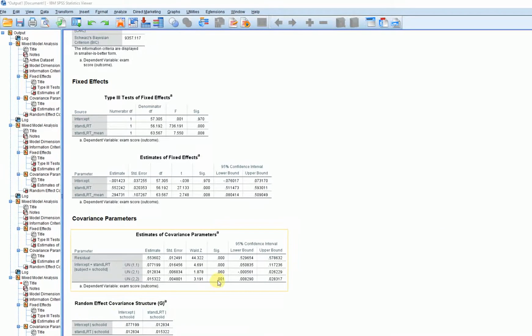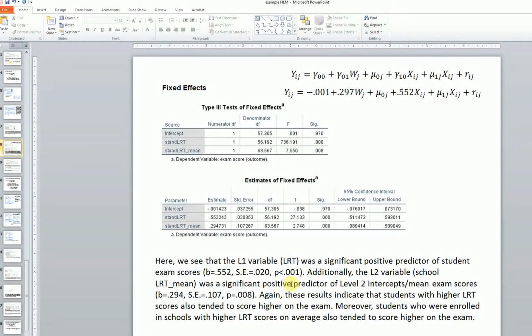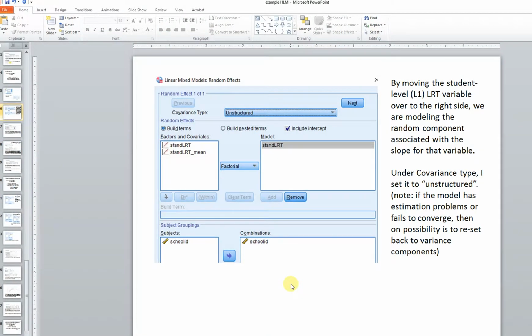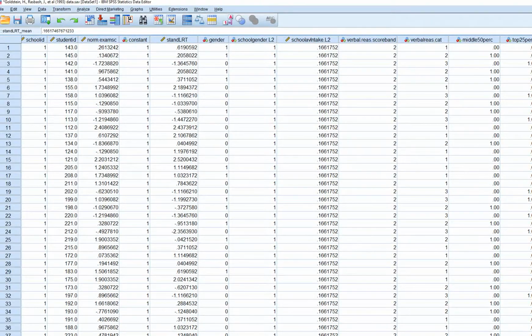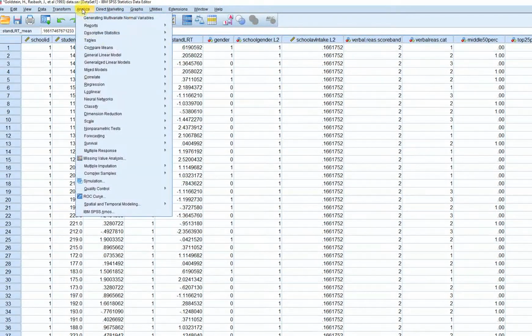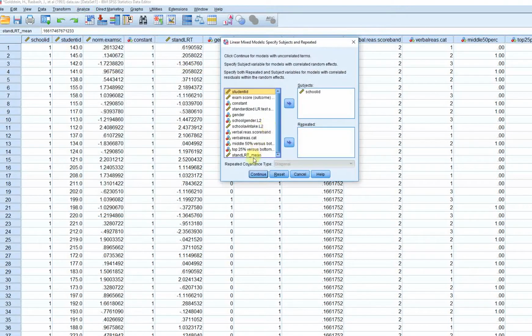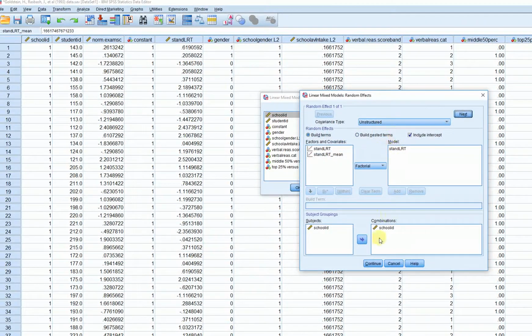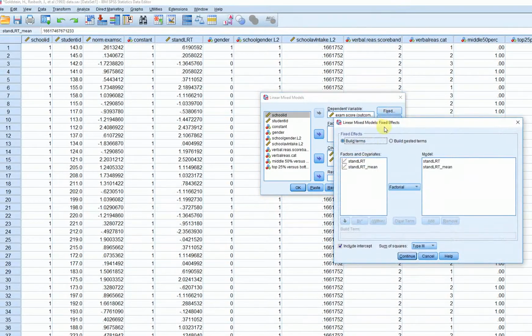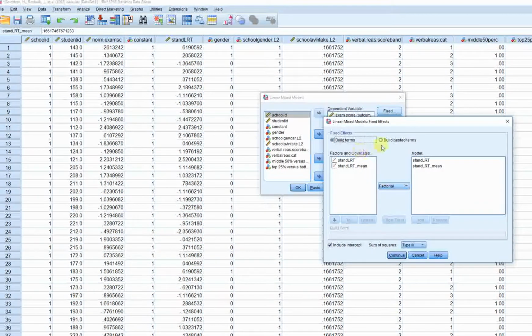Now, given that we have significant variation in the slopes, we might want to predict that variation. And so things can get a little bit more complicated in the model. In this case, we're basically modeling a cross-level interaction between the school average London reading test scores and the level 1 predictor for London reading test scores. So we'll go to Analyze, Mixed Models, Linear, Continue, and again, we have the slopes already randomly varying across groups. Now we're going to go to Fixed, and we're going to create an interaction term.